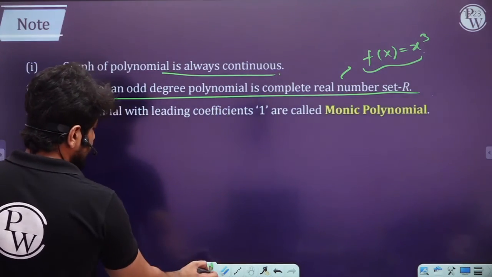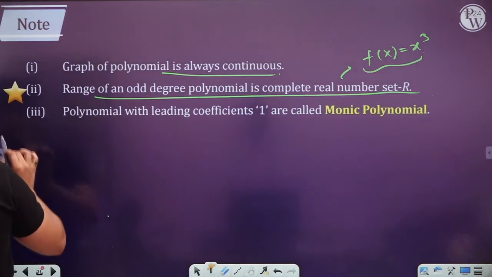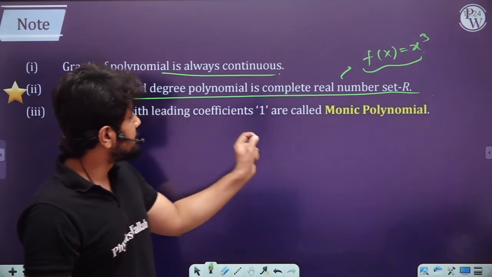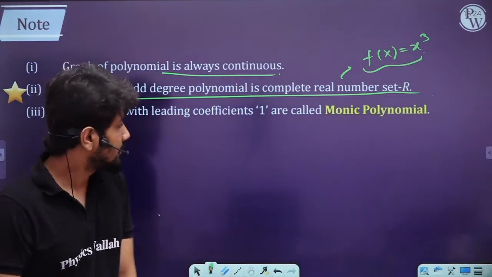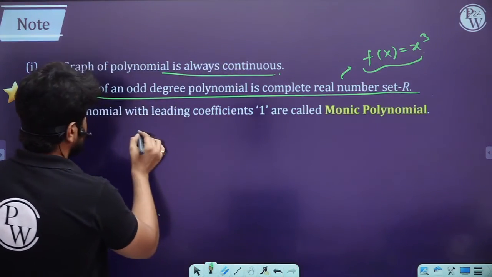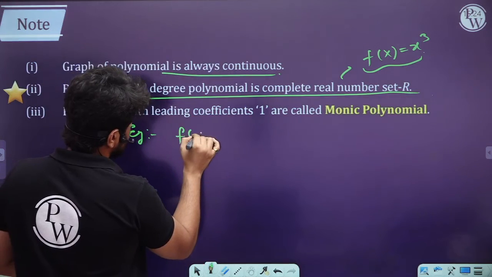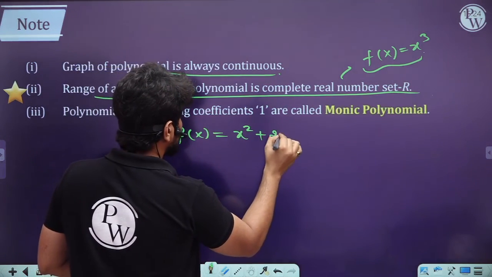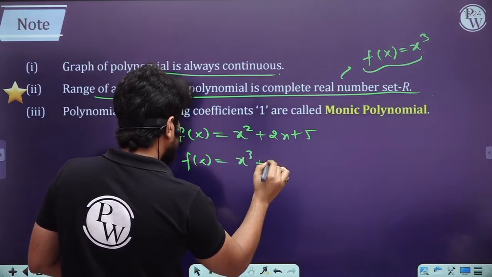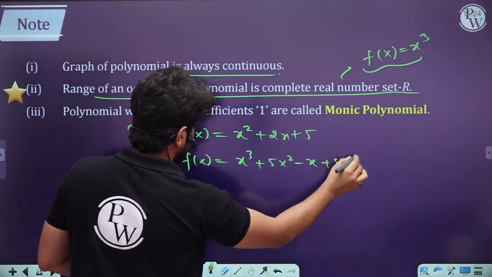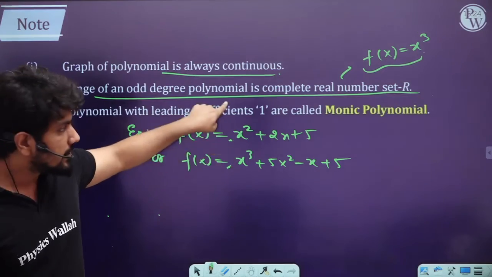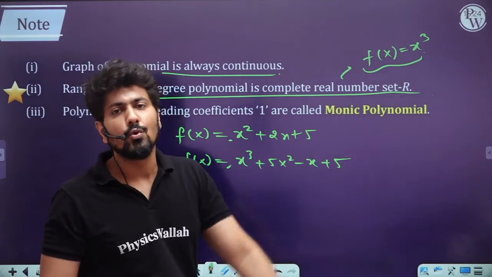Very important point. The second point is very, very important. Polynomials with leading coefficient 1 are called monic polynomials. The leading coefficient means the coefficient of the highest degree. For example, f(x) is equal to x square plus 2x plus 5, or f(x) is equal to x cube plus 5x square minus x plus 5. Here the leading coefficient is 1. So if the leading coefficient is 1, this is known as a monic polynomial.